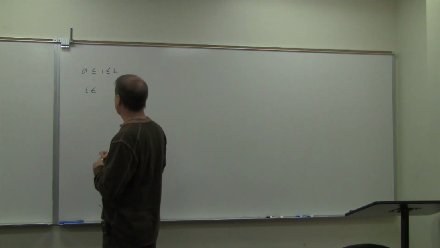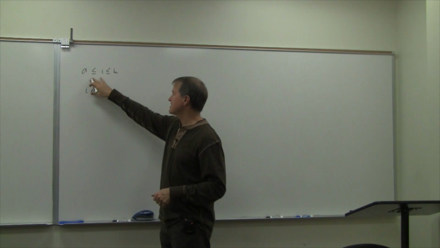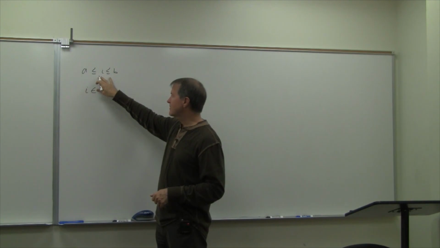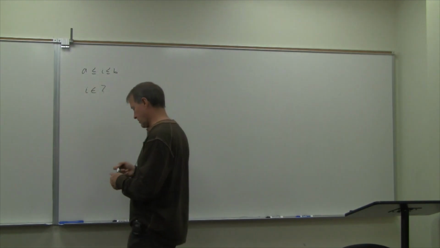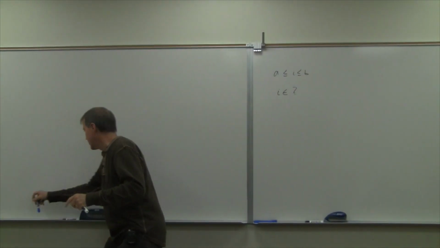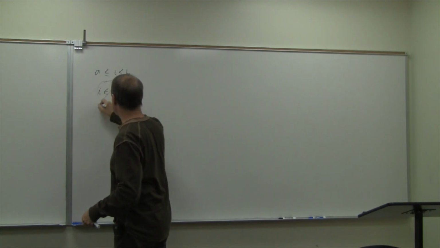Wait. If you want to say that I is in some range between A and B, you can't say I is an element of, because this is not a set. Can you say b sub I is an element of b? Okay, hold on. First thing I want to emphasize is that this is wrong.